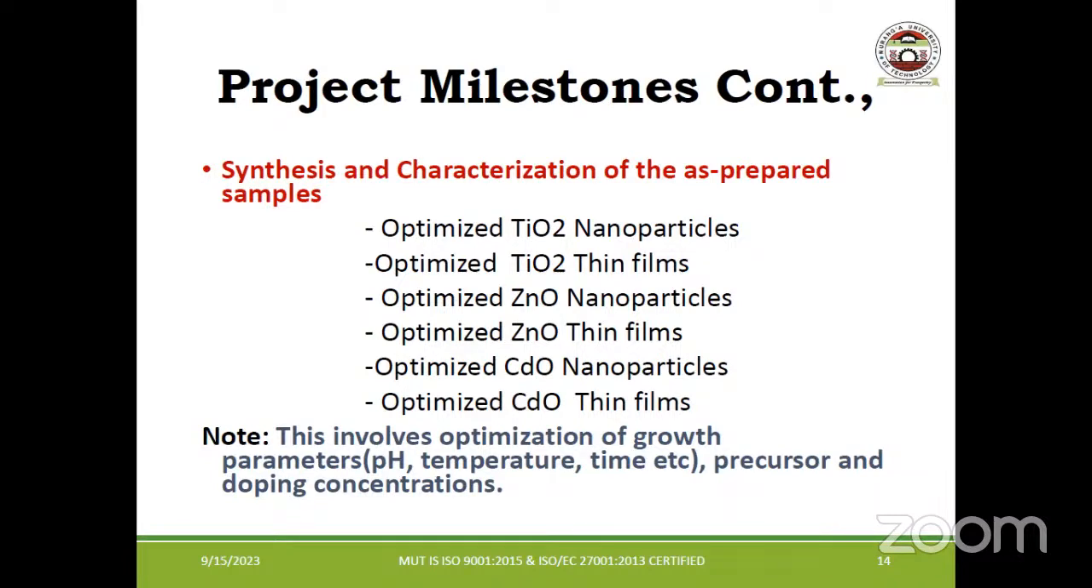And for this case, we realized that for TiO2, the titanium dioxide, at lower growth temperature and at higher growth temperatures, there were two phases. Of these two phases, we were able to identify the phase that is fit for use in solar cell applications. Same case for zinc oxide nanoparticles. We have managed to optimize zinc oxide nanoparticles and the thin films, mainly using the chemical bath deposition technique.